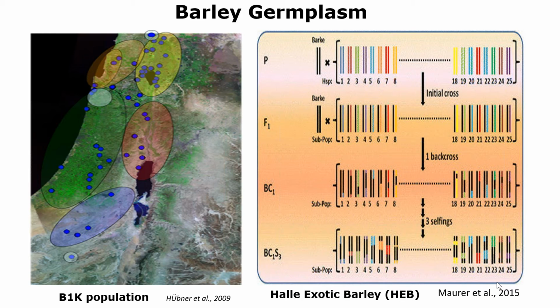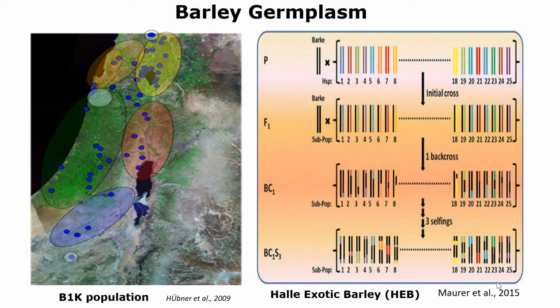We try to map our traits, specifically the circadian clock traits, in both populations, to see which population has better resolution in terms of narrowing down the region, and to focus on specific loci in the gene.